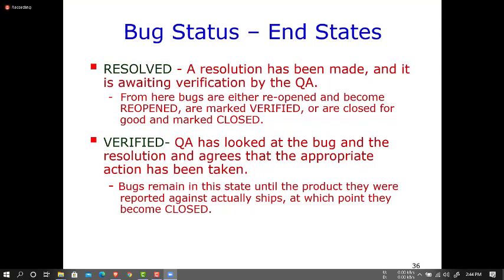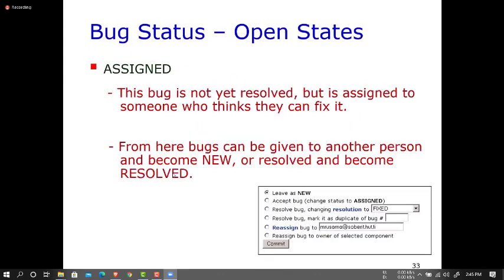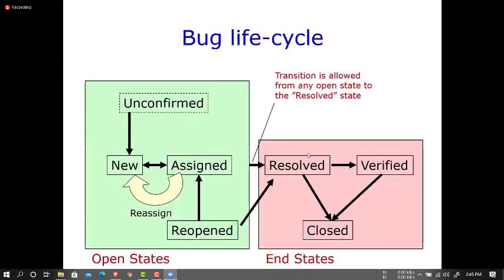So a bug in resolved state means the bug is not yet verified and validated by the QA team. If the QA team accepts the solution, then it can be moved to verified state. That's what we have from resolved state to verified state.